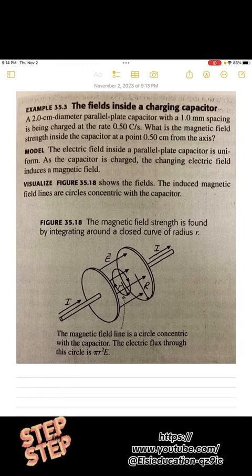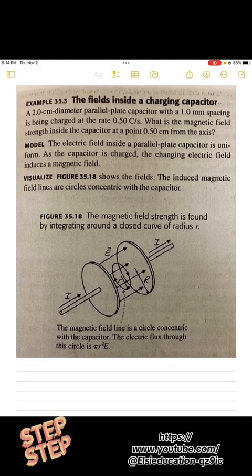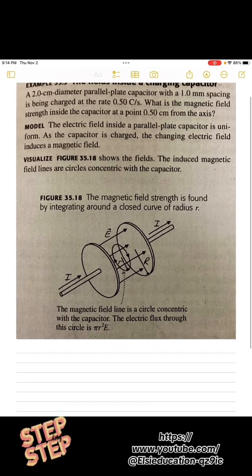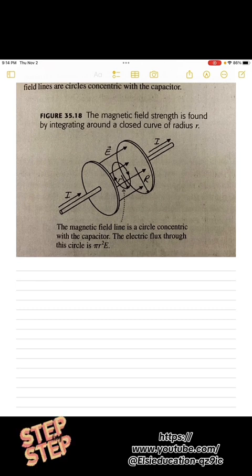We have this capacitor with plates of 2 centimeter diameter, the space between them is 1 millimeter, and they have been charged at 0.5 coulomb per second. Here we need to find the magnetic field inside, 0.5 centimeter from the axis. So what are we going to do here? We'll go through a few steps, and then I will get to my final result.